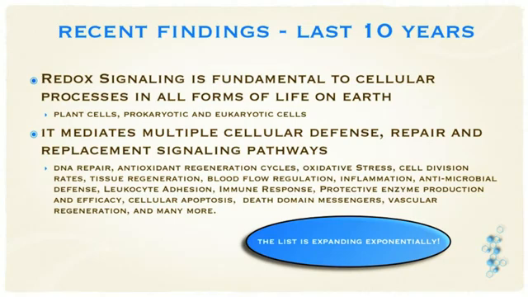In the last 10 years, there's been some astonishing findings in this field of redox signaling. This fundamental cellular process is involved in every single form of life. And many of the mechanisms involved for life and maintaining life involve redox signaling. Some of those are listed here, from cell division rates to tissue regeneration to vascular regeneration, inflammation, antimicrobial defenses, leukocyte adhesion. All of these involve redox signaling biochemistry. This list is growing and expanding exponentially. And today there are well over 100 original scientific articles from scientific studies that are published newly every single month. It's an incredibly fast-growing field of science.